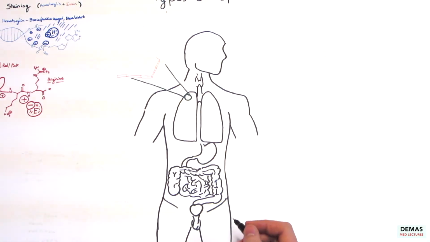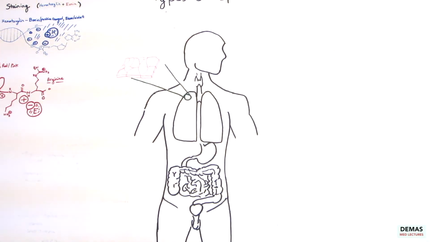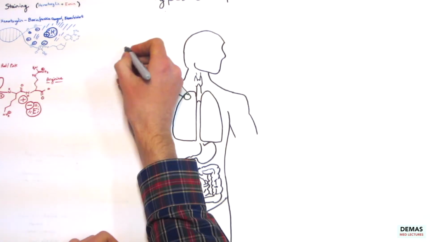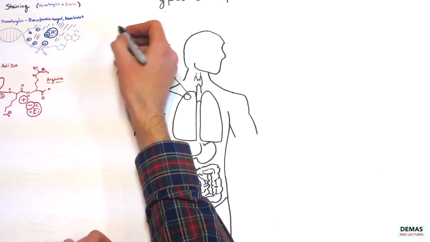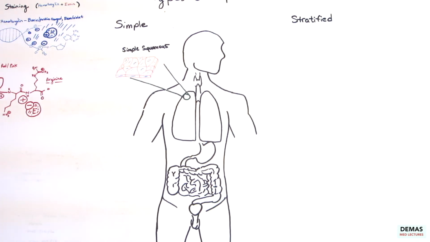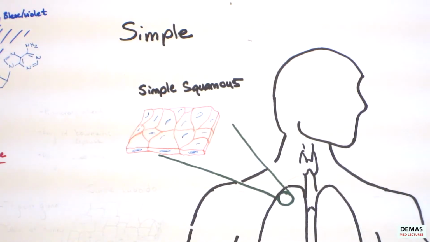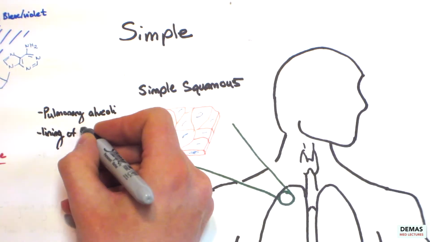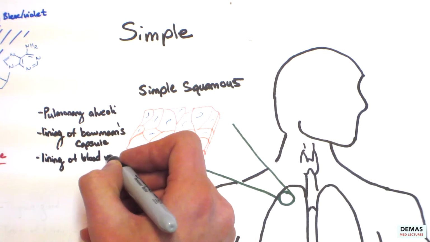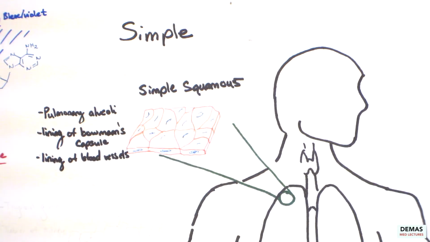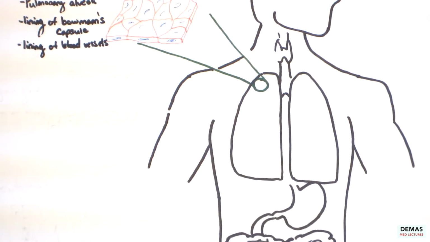This first structure is very good when it comes to diffusion, or letting things pass through the epithelia. And this is common within the lining of the blood vessels, the lining of the Bowman's capsule, as well as pulmonary alveoli, and it is known as simple squamous. And we're focusing on the lung here and the pulmonary alveoli in that particular part of the picture.